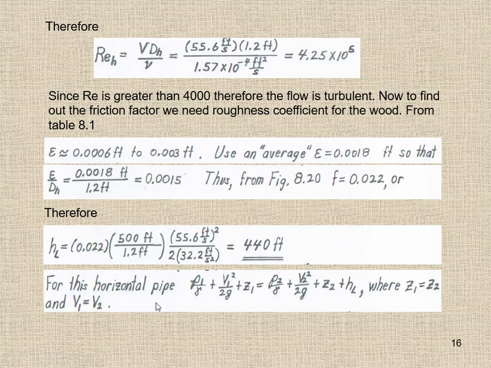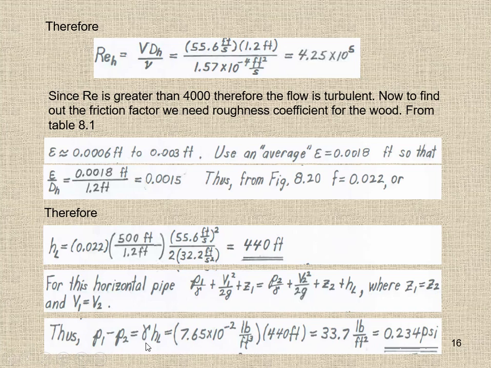For the horizontal pipe, to find out the pressure drop, this is the energy equation we are using. In this case we are considering alpha 1 and alpha 2 are 1. V1 and V2 are the same, since we have the same cross section, so the velocity is not changing. And since it is a horizontal pipe, Z1 and Z2 are also the same. So the equation is reduced. P1 minus P2 is going to be gamma times L. Finally, the pressure drop we calculated is 0.234 psi.